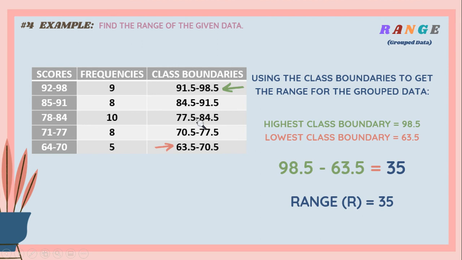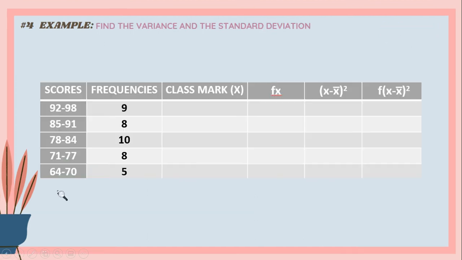So we are now solving for the range by finding the highest and the lowest class boundary, which is 98.5 and the 63.5. So subtract the two, so it will be 35. So 35 is the range for this given data set. So same data, we are now going to find the variance and the standard deviation.